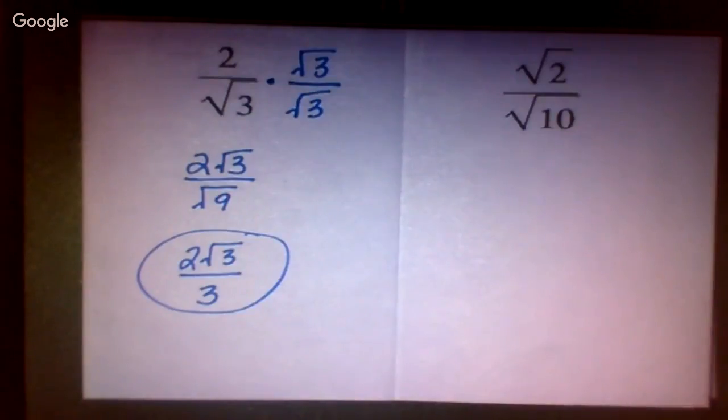In the top, your 2 is not underneath the square root, so there's nothing to multiply with your square root.